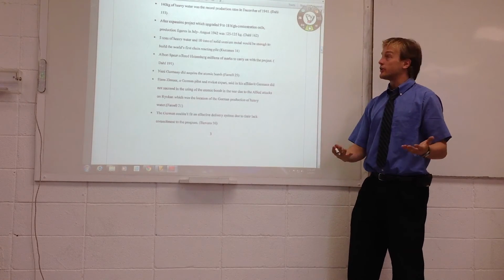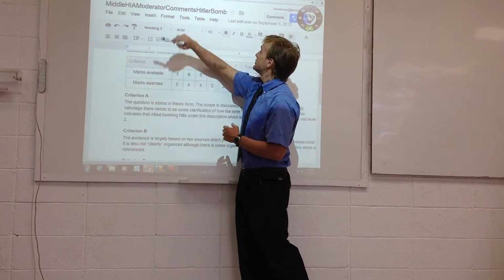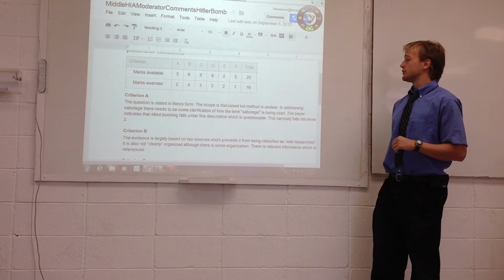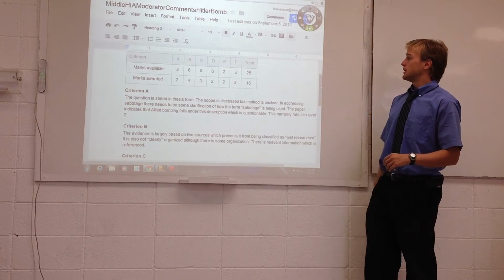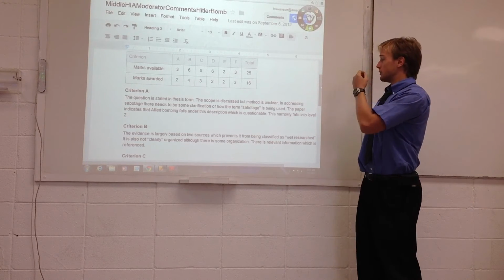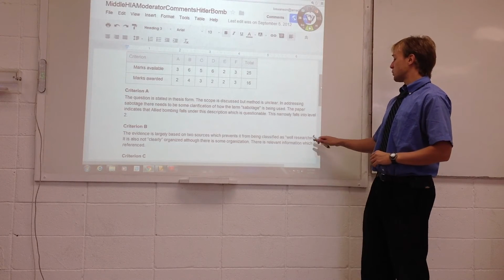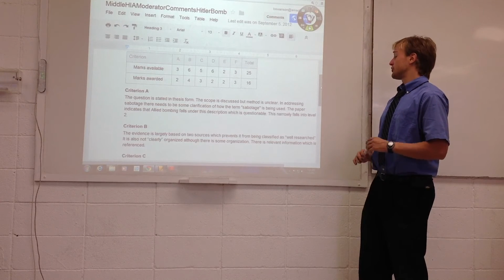So what did the moderators say? Well, this is what the moderators said. If we go to the moderators' feedback, we find that it got a 4 out of 6. 4 out of 6 is alright. If you get a 4 out of 6, if you're a perfectionist, you probably won't be happy, but if you're a realist, you can put a smile on that face. So what they said is the evidence is largely based on 2 sources, which prevents it from being classified as well-researched. It is also not clearly organized, although there is some organization.